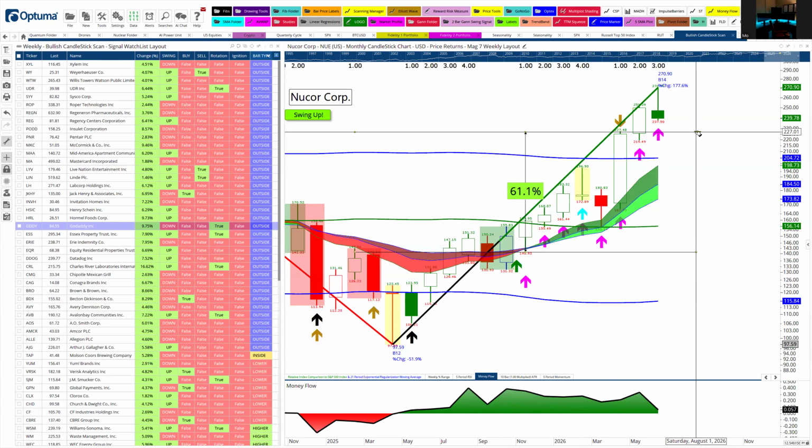Now this one, I don't look at weekly candles. I don't look at daily candles. I don't care about that. It's a pure structured trade based on a month-to-month basis.